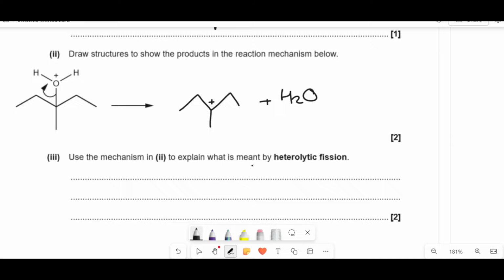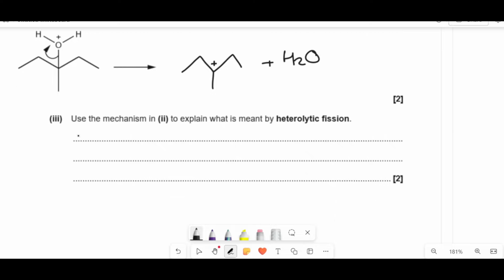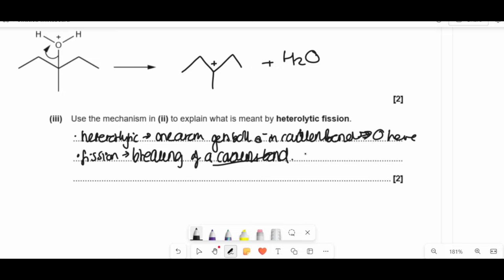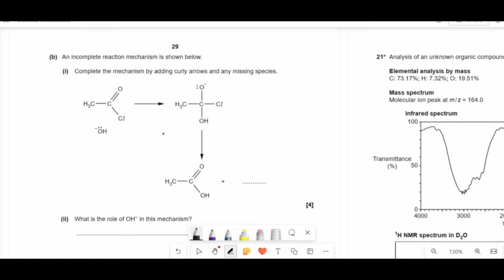Now it says, use this mechanism to explain what is meant by heterolytic fission. So heterolytic in this sense means that one of the bonded atoms gets two electrons. In this case, it's oxygen. Heterolytic is that one atom gets both electrons in the covalent bond, which here is going to be oxygen, right? And the fission part is breaking of a covalent bond. You have to say the covalent bond part. You can't just say breaking up a bond. That's not very helpful.